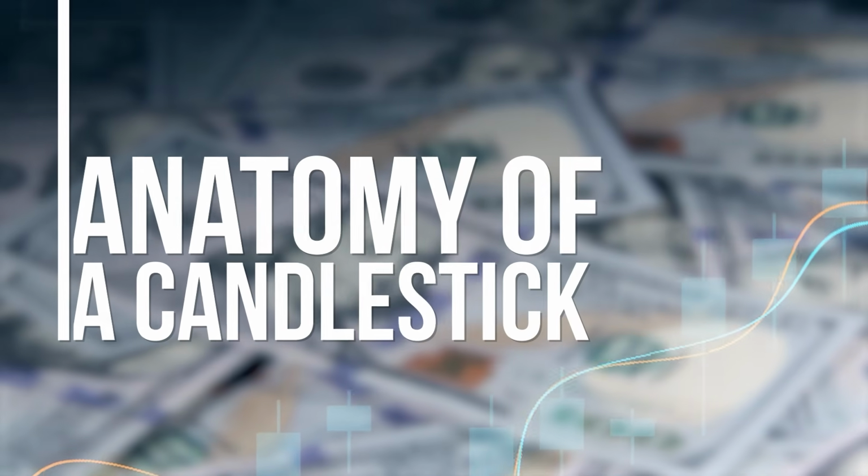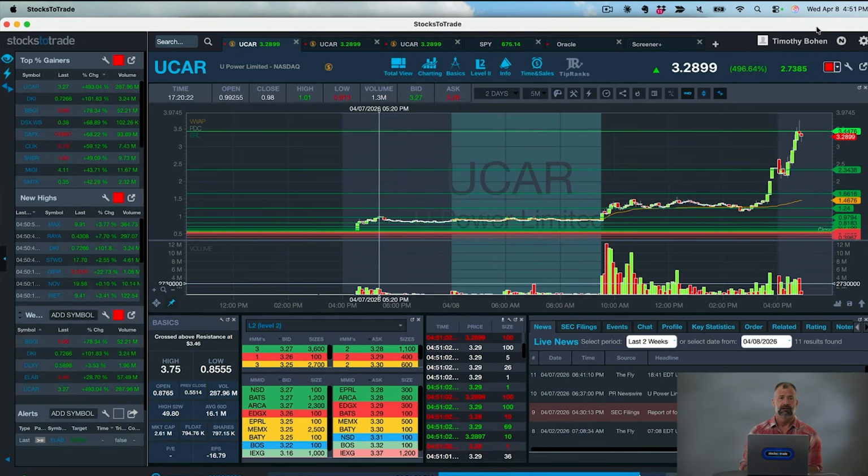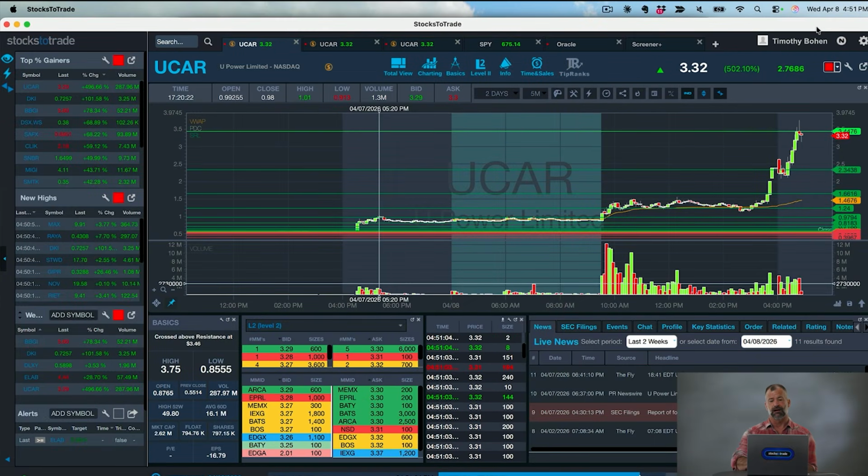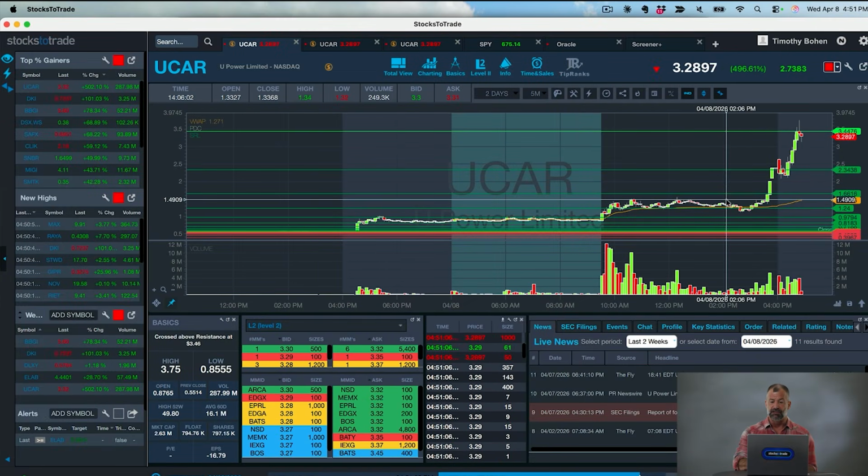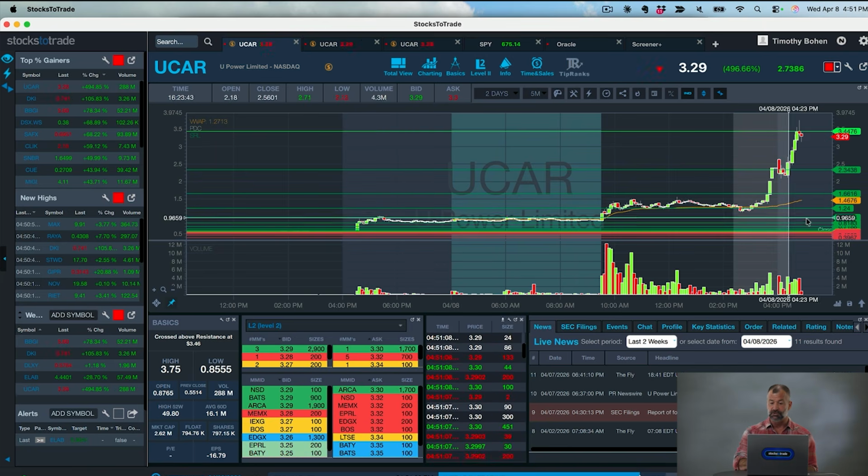We're going to start out with the anatomy of a single candlestick. And there's a lot of information there. I think a lot of people kind of overlook what you're seeing there.